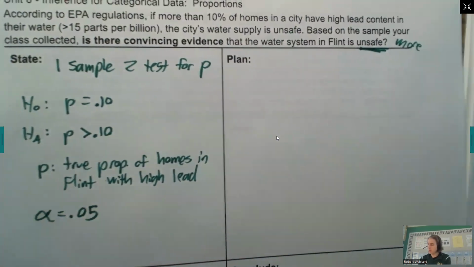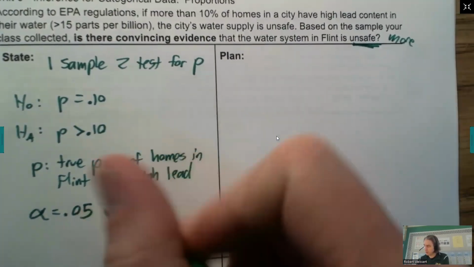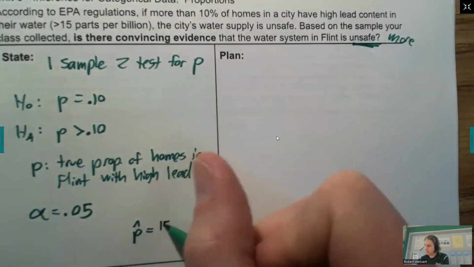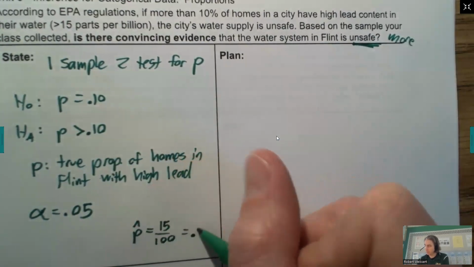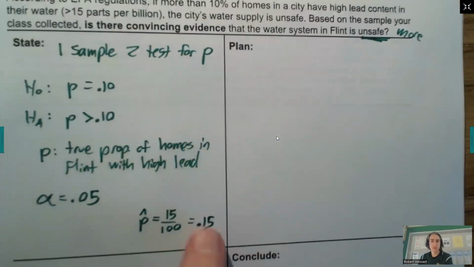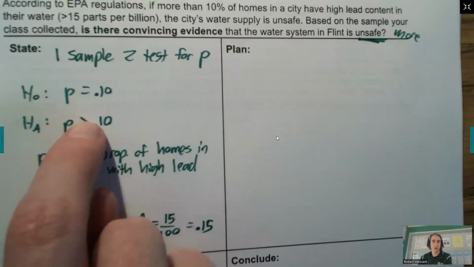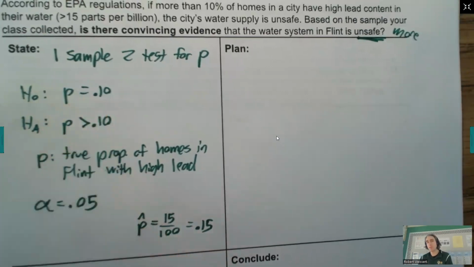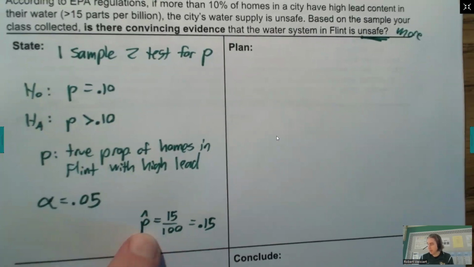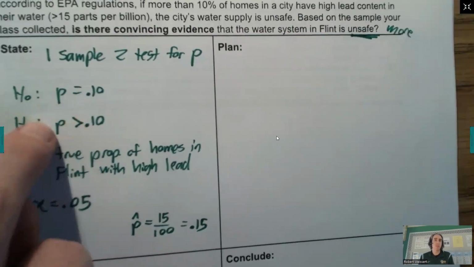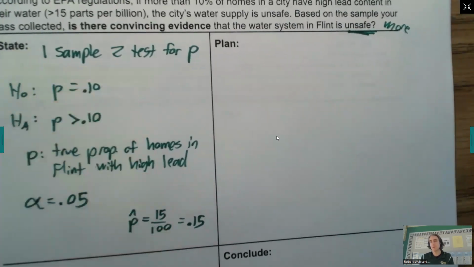Now our plan part is talking about conditions. And if you haven't already written your p-hat, you can do that here real quickly. My p-hat was 15 out of 100, which is about 0.15. So we have some evidence to conclude that the alternative is true because this is greater than the 0.1. So I'm going to conduct this test. If my sample was 8 out of 100, then it would make no sense to do this test because I don't even have a sample proportion larger than the null hypothesis proportion. So that wouldn't be an appropriate time to use the test.